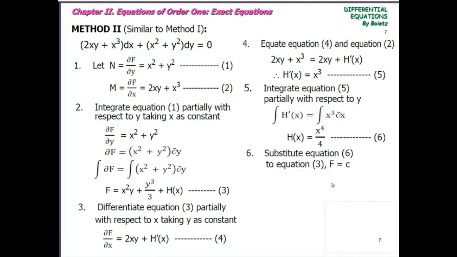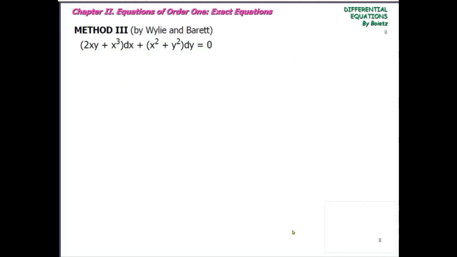Okay, then substitute here. That's all we're looking for. Then when you substitute there, with f equal to c, this will be your final answer: x squared y plus y cubed over 3 plus hx, which is x to the fourth over 4. It's long, isn't it? Really annoying, very long. So let's go to method 3.